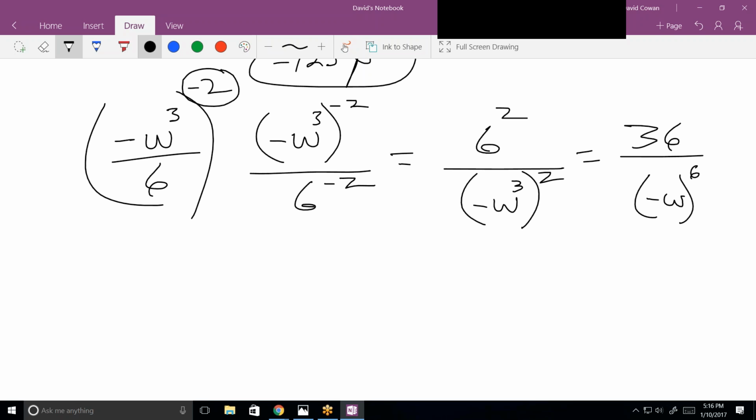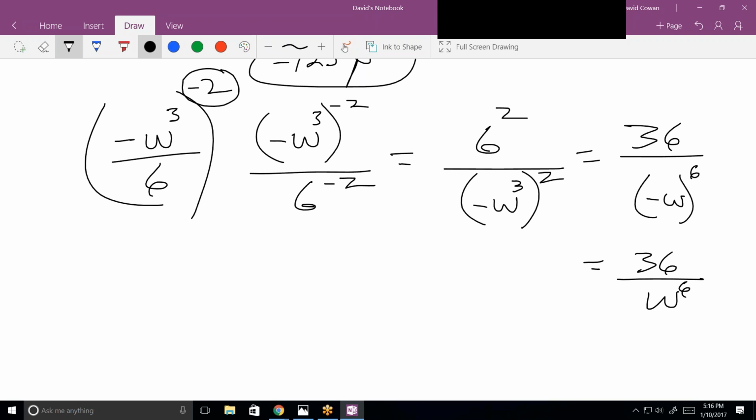Now there's one last thing you can do. I don't need that negative sign because negative w to an even power always turns positive. So the real final answer is 36 over w to the 6th, no parentheses needed. You see why I can do that?